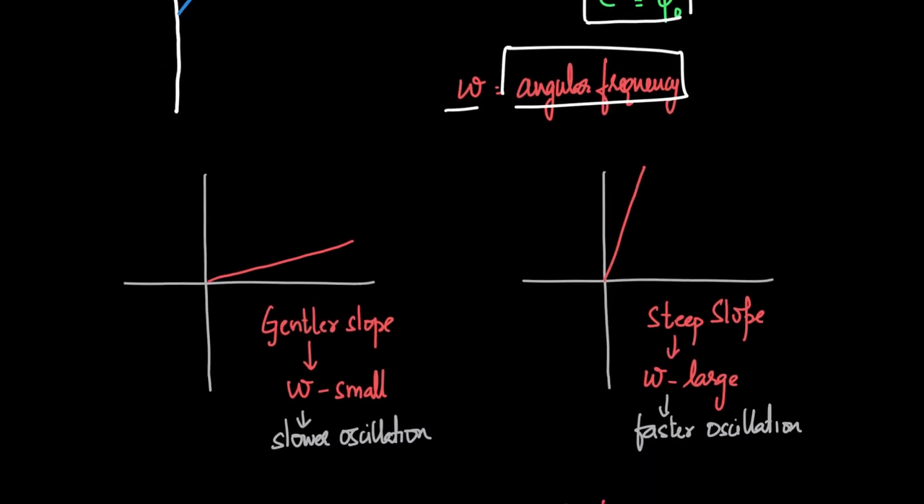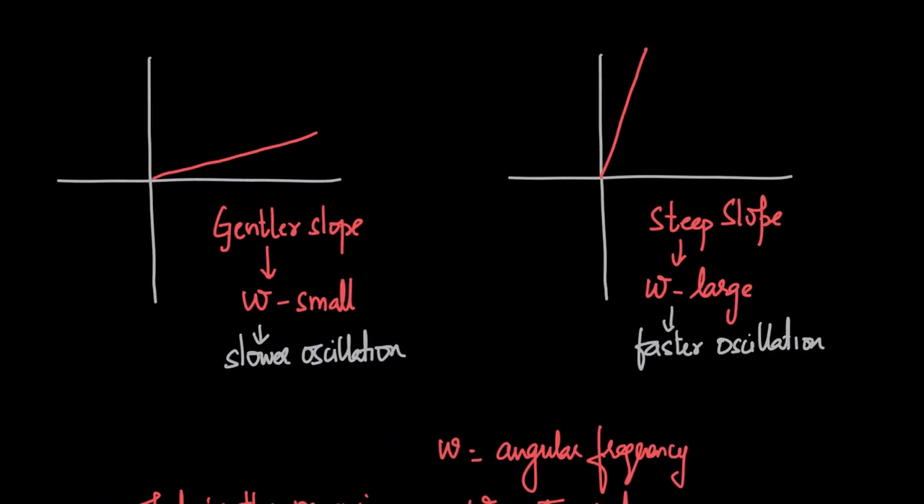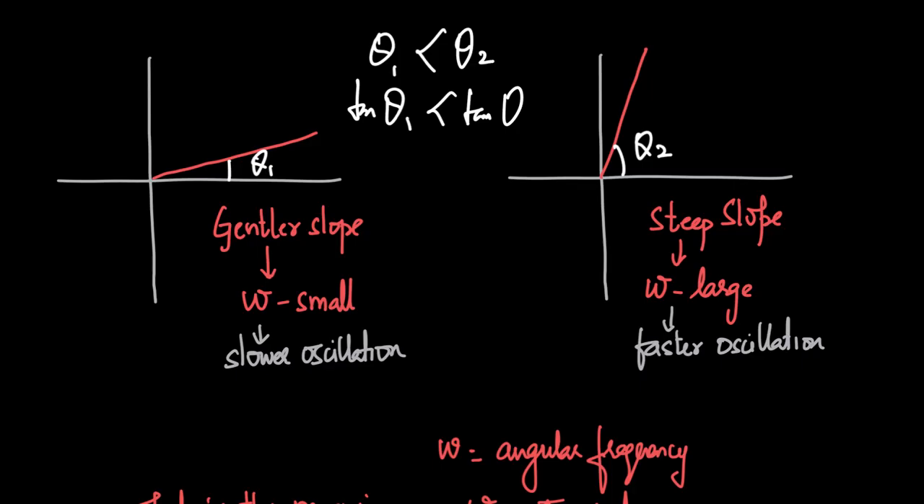And what would that mean? Say this is theta 1 and this is theta 2. It's very clear that theta 1 is less than theta 2, which would mean tan theta 1 is less than tan theta 2, which means the slope of the first graph is less than the slope of the second graph. Less slope, or gentler slope, means omega is small, which means the oscillation is slower.